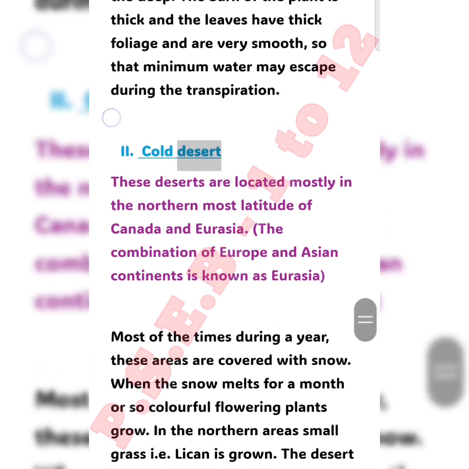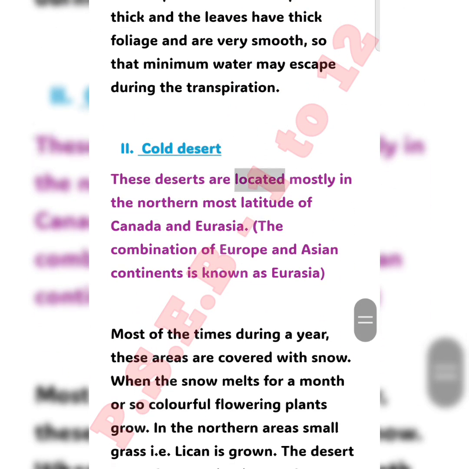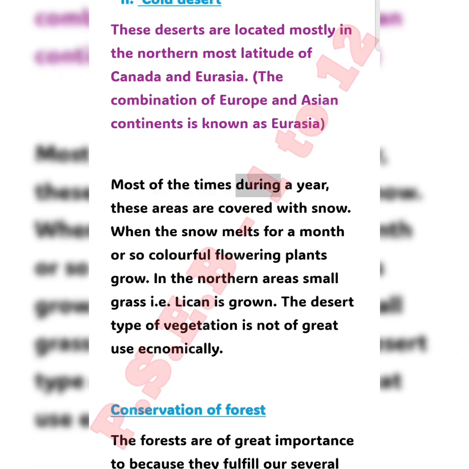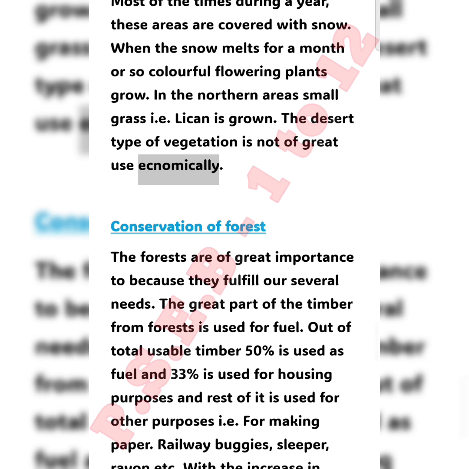Cold desert. These deserts are located mostly in the northernmost latitudes of Canada and Eurasia. The combination of the European and Asian continents is known as Eurasia. Most of the time during a year, these areas are covered with snow. When the snow melts for a month or so, colorful flowering plants grow. In the northern areas, small grass, i.e. lichen, is grown. The desert type of vegetation is not of great use economically.